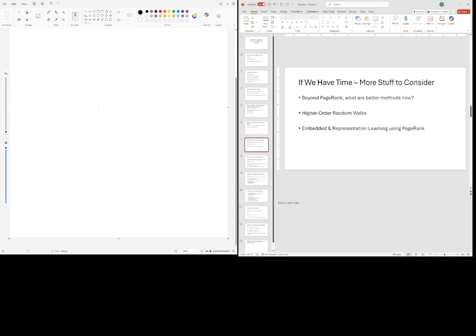If we have time, we'll get into what are better methods than PageRank now. Obviously, Google does not use standard PageRank anymore. Higher order random walks, so a lot of big data, high dimensional data, and then embedded representation learning using PageRank. That's just a fun one I threw in.